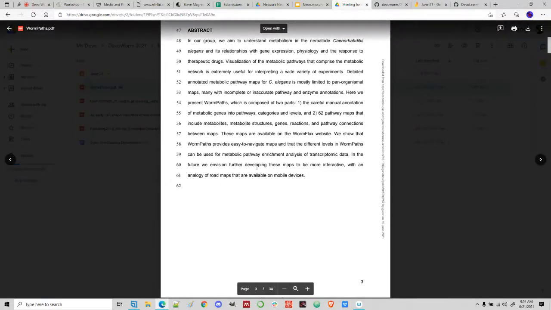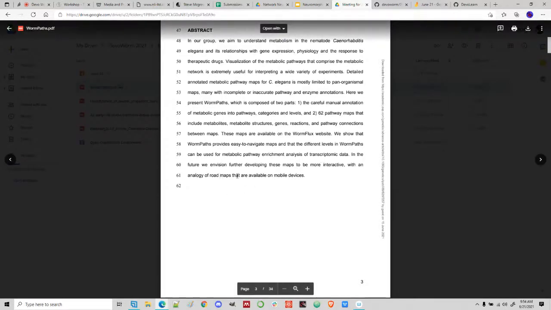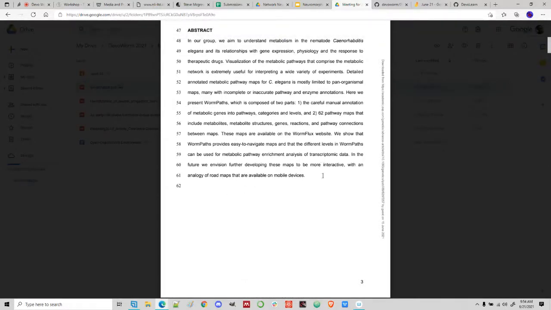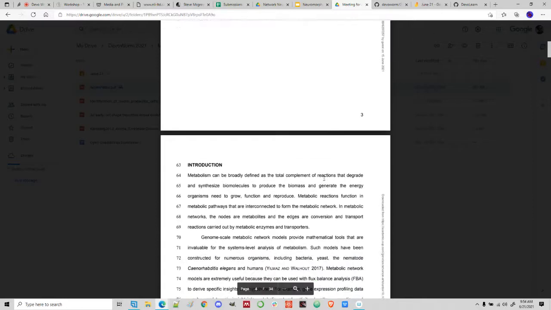In the future, we envision further developing these maps to be more interactive, with an analogy of roadmaps that are available on mobile devices. So this is like if you pull up a map on your phone, what that looks like.